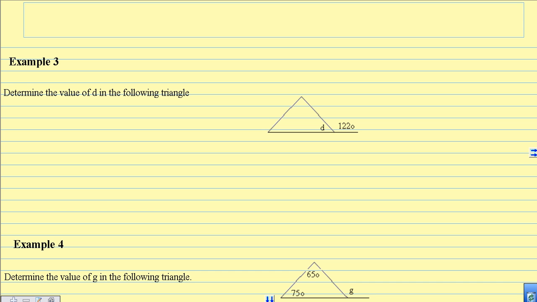Okay, we're going to do a couple more examples here. Example 3 says determine the value of D in the following triangle. So this angle here, D. Okay. And now there's a couple ways you can do it. You can notice that this is a straight line here.